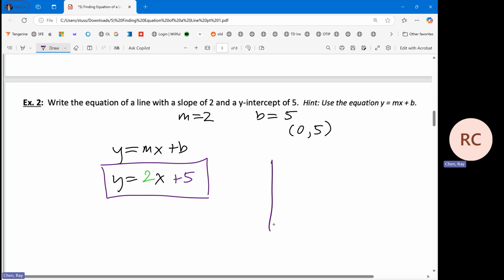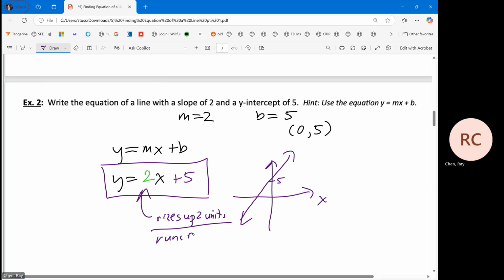To help some people visualize what's going on, we practiced already doing a table of values or using the y equals mx+b line. At 5, we'd get a rising line. Oops, Mr. Chen missed. Let's try that again. Like so, where this means rises up 2 units and runs 1 unit from 5. Now, I don't have a grid, so we're going to practice that later.